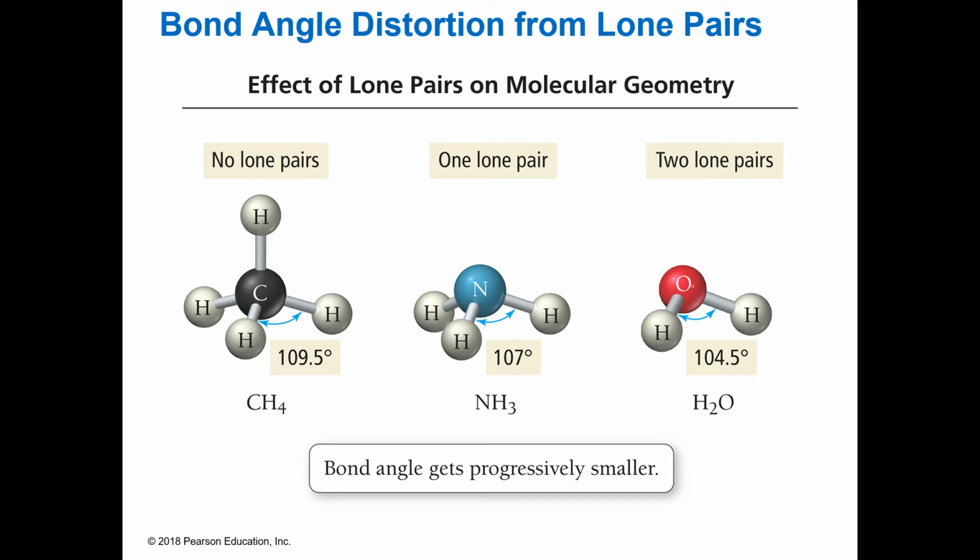Again, they're taking up more space and they're pushing down our bond angle. So this is just a good example showing all 3 of these here have an electron domain geometry of tetrahedral. But their molecular geometries are different, and that's because of lone pairs. Like ammonia has 1 set of lone pairs. Water has 2 on that central atom. So the bond angles get smaller.